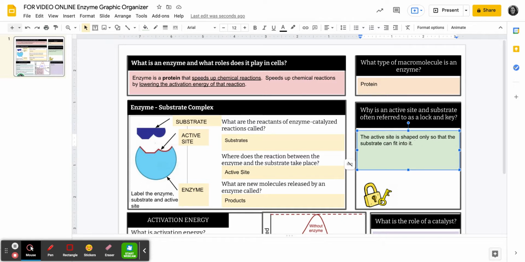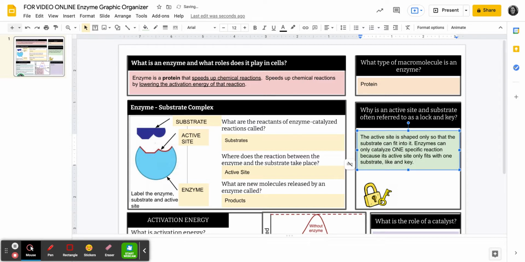And enzymes can only catalyze one specific reaction. And this is because its active site only fits with one substrate, like a lock and a key.